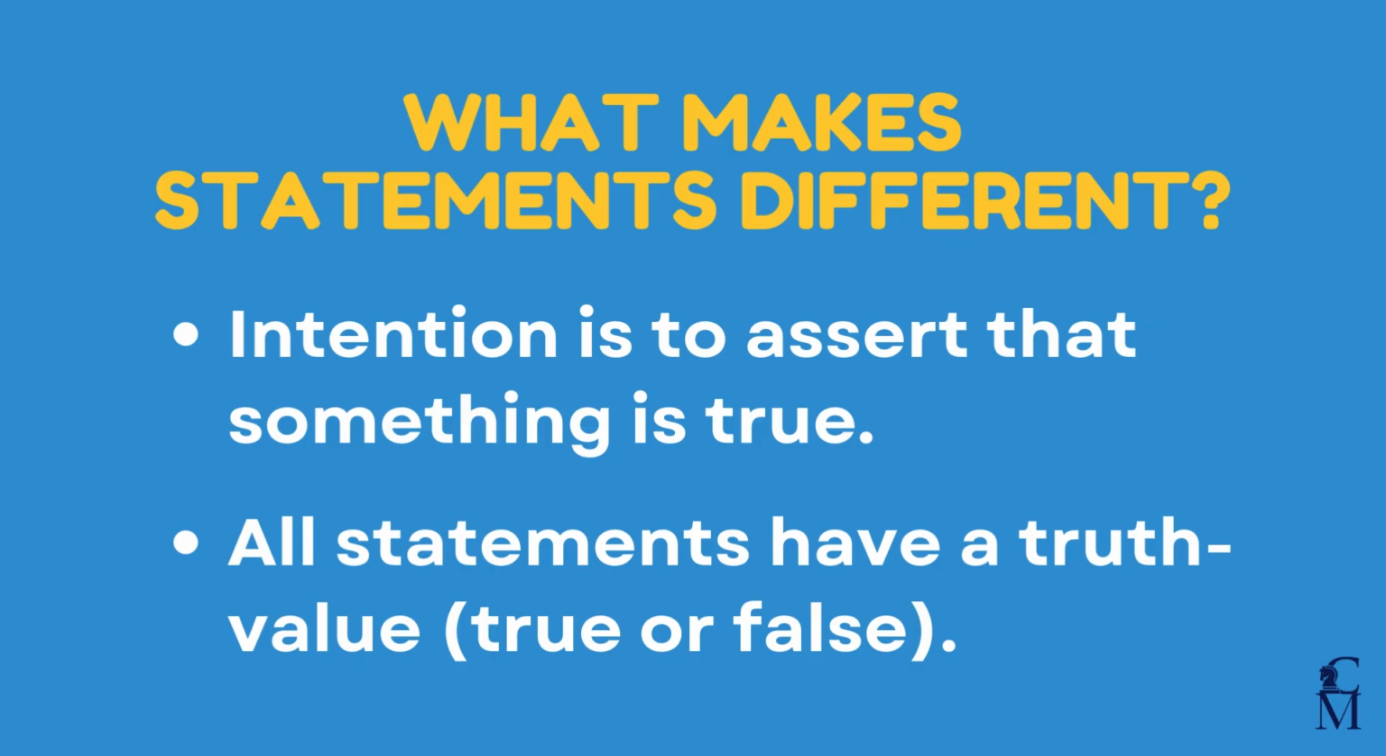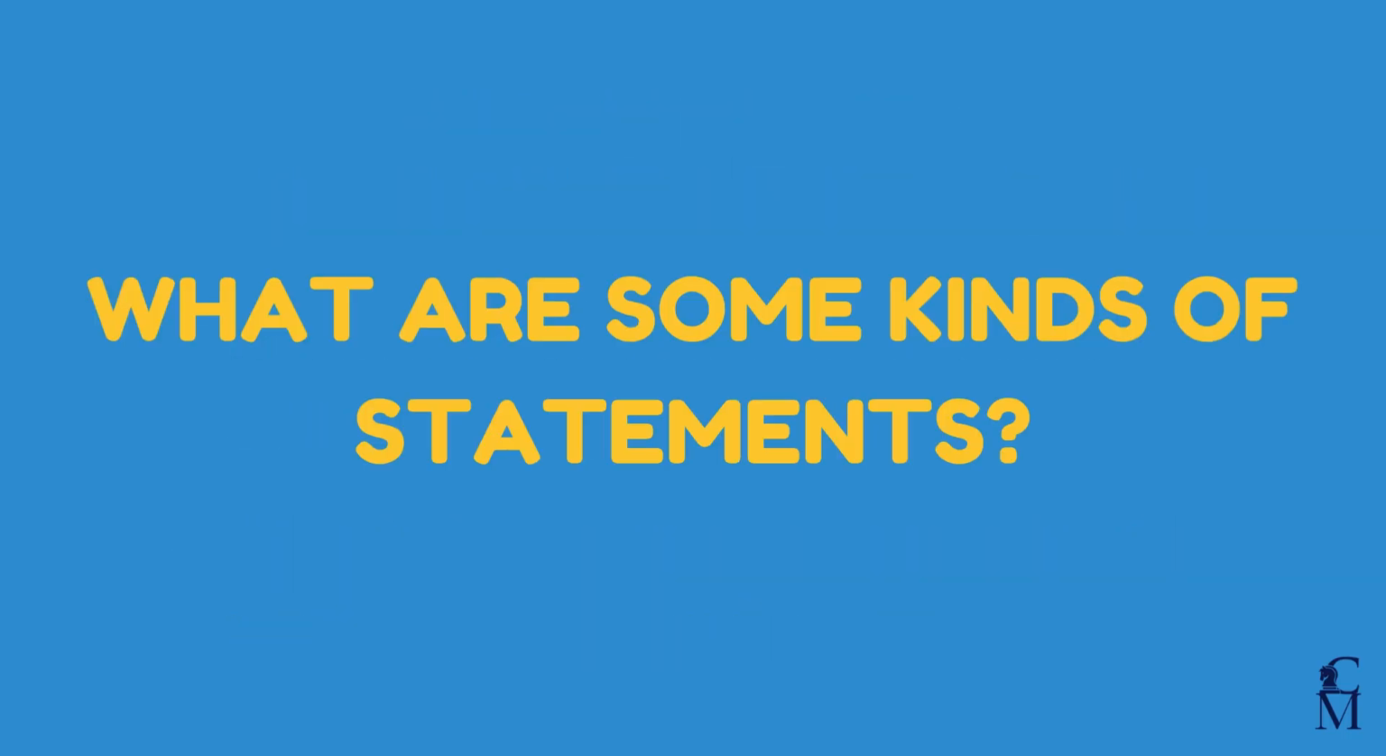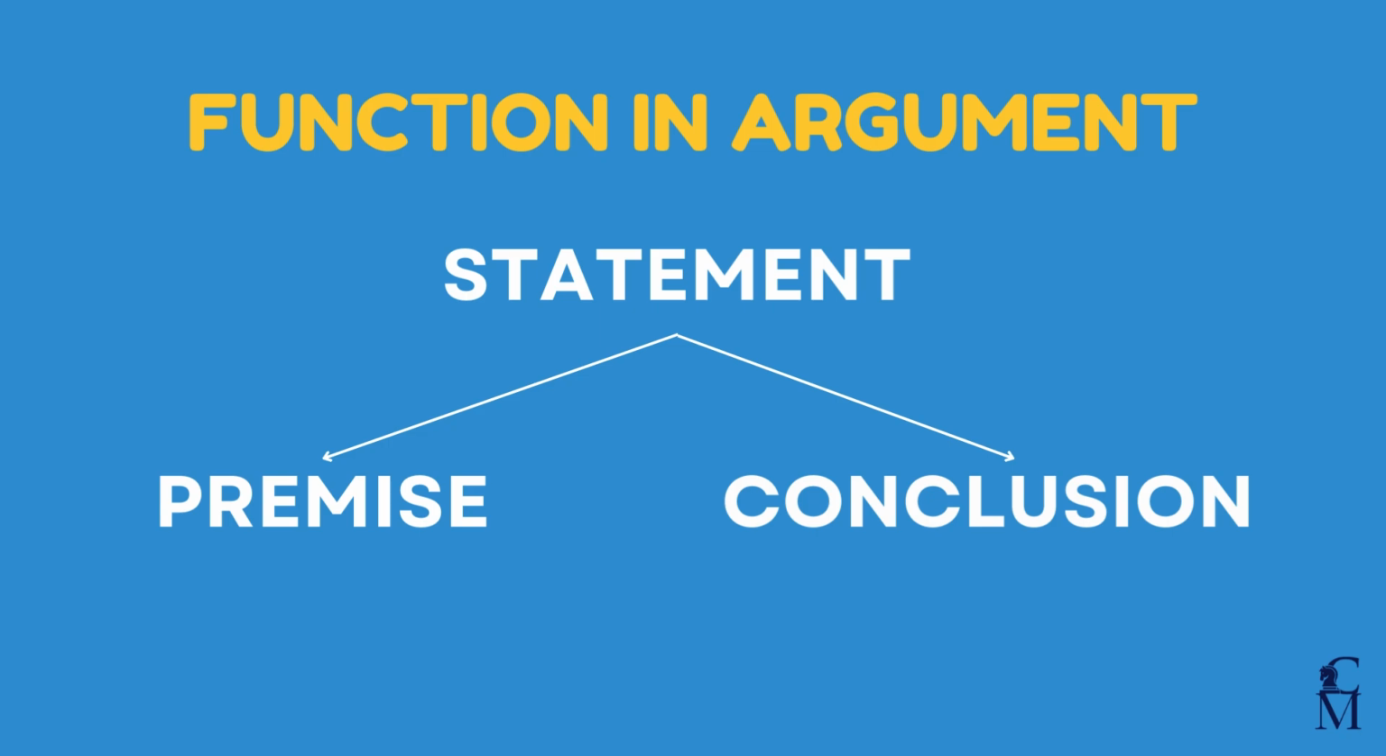Now that you know what essentially makes a sentence a statement, let's consider some different kinds of statements. Statements can be categorized in various ways. For example, as we discussed in the previous lesson about how arguments are different, statements can be categorized as a premise or a conclusion of an argument, depending on the function that the statement plays in relation to the argument.